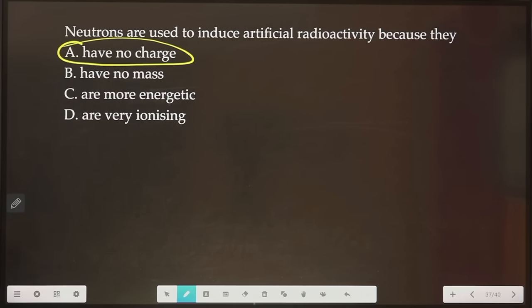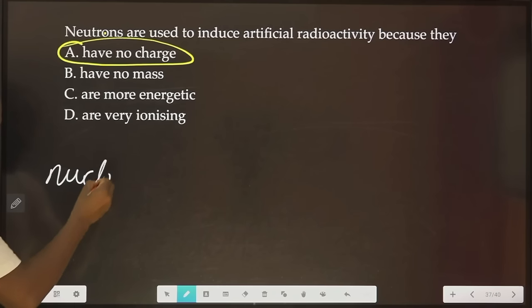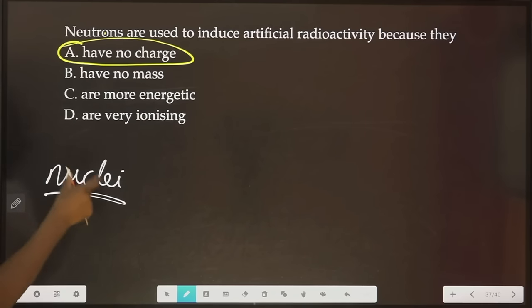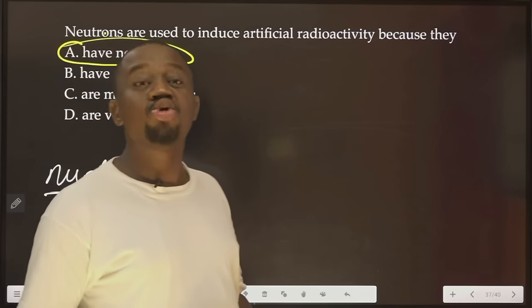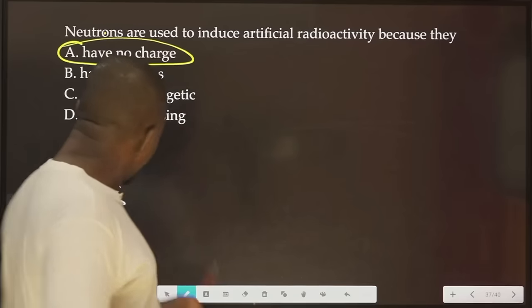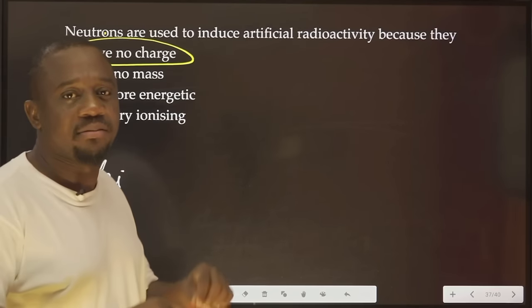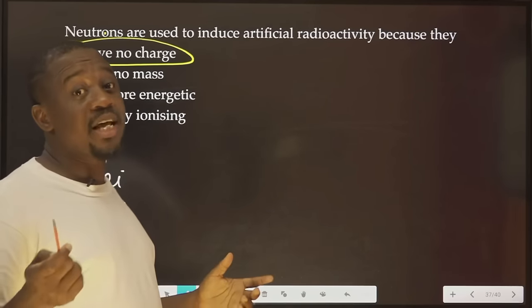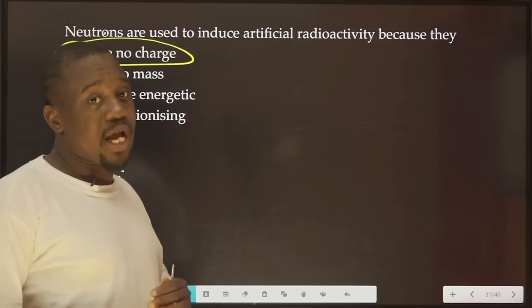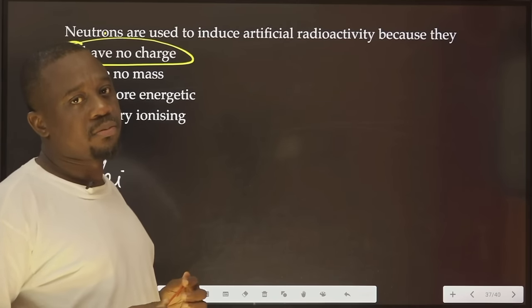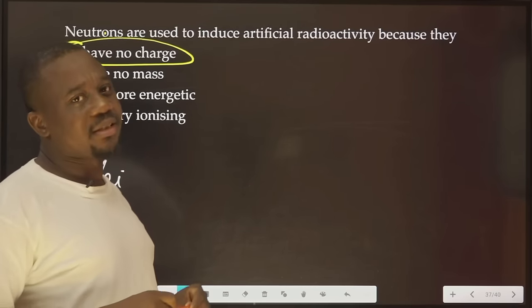Why? Because neutrons penetrate the nucleus. How are they penetrating it? For you to penetrate this, you should not have charge, because if you have charge, you will be repelled. For instance, say you are negatively charged, and I'm negatively charged. You are coming towards me, I will repel you. Think of it like that.